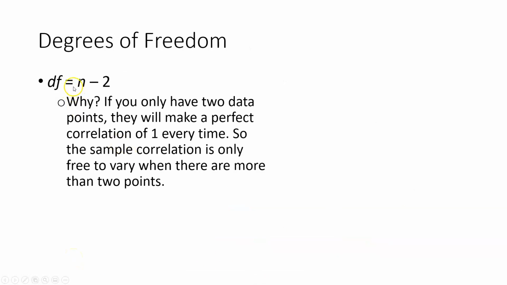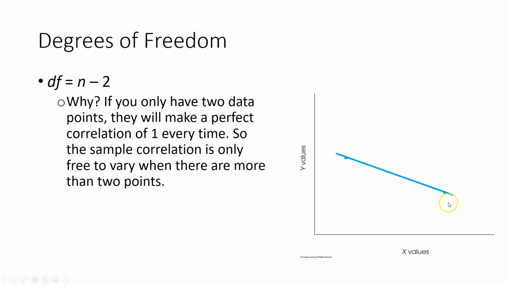When we run a hypothesis test on a correlation, the degrees of freedom is n-2. Now that might surprise you because always before it's been n-1, except in one module for a very specific reason. So why is it n-2 in this situation? If you only have 2 data points, they will make a perfect correlation of 1 every time. You see how there's only one line that can be drawn between these 2 data points, which means that all of the data points necessarily, invariably, always fall perfectly on the line. So it always has a correlation of 1.